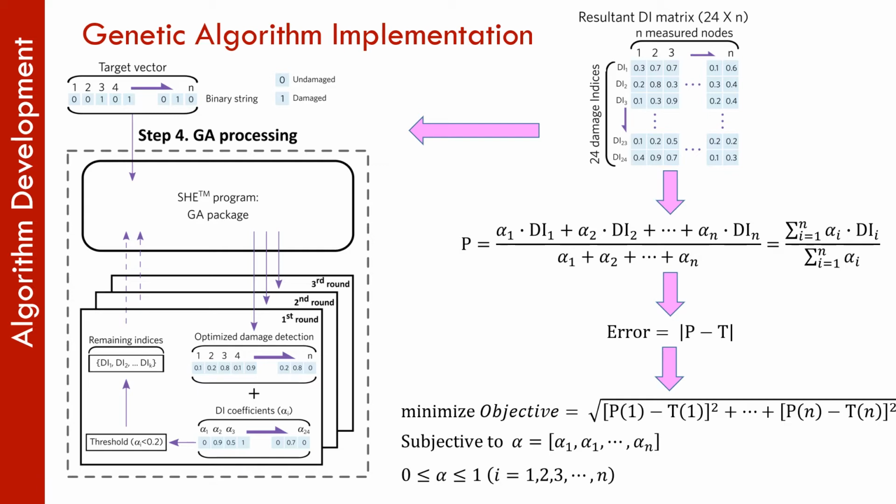The output tells us alpha. The alpha is the best fit, which is the weight coefficient for each of the damage indices. 100% meaning that it fit the damage perfectly, and 0% meaning it didn't fit the damage at all.